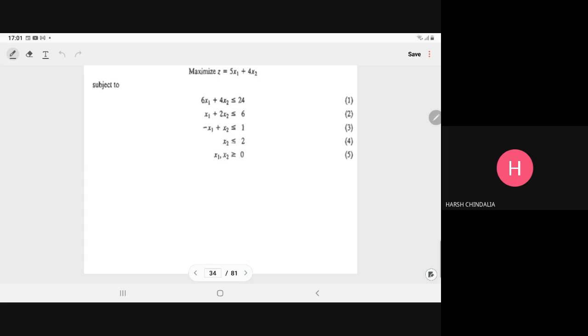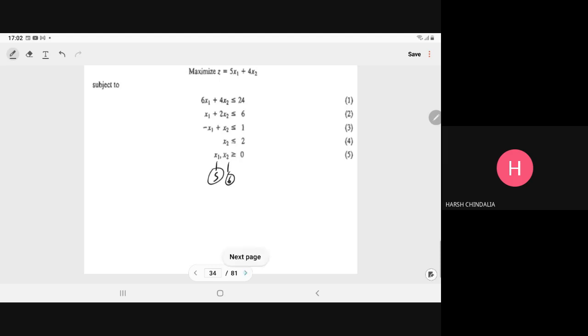So, this is the formulation. Maximize z = 5x1 + 4x2 subject to 6x1 + 4x2 ≤ 24, x1 + x2 ≤ 6, -x1 + x2 ≤ 1, x2 ≤ 2, x1, x2 ≥ 0. So there are a total of 6 constraints, which means this is the fifth one and this is the sixth one.